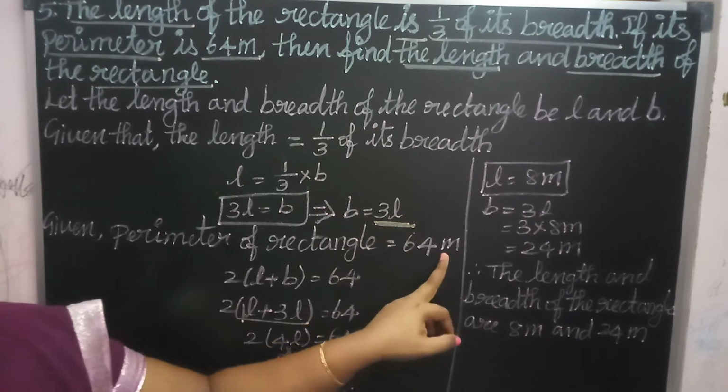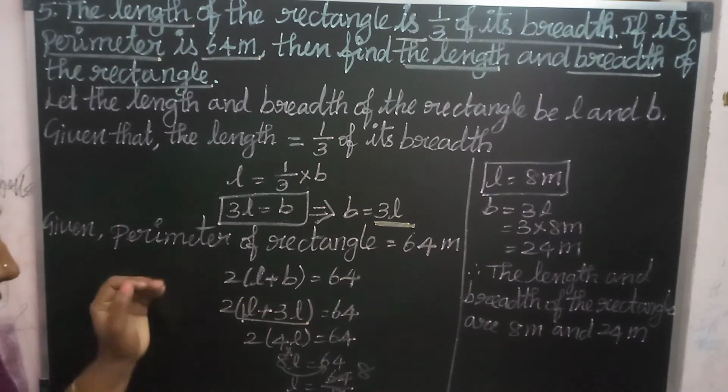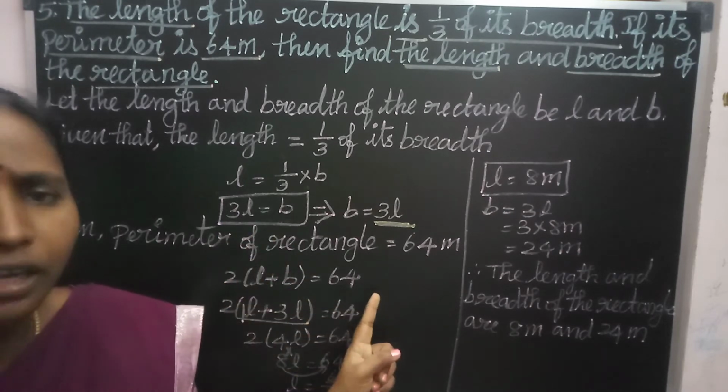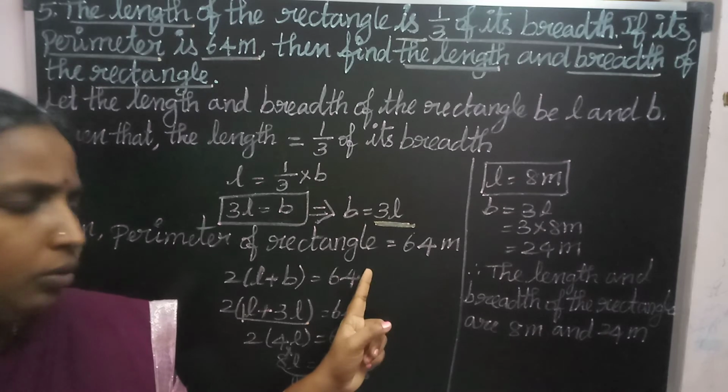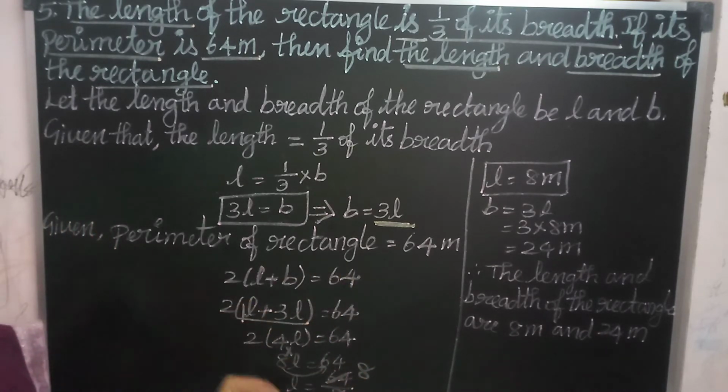They have given the perimeter in meter, so you have to write length and breadth also in meters. Here also you can simplify, you can send this 2 to the left hand side. You will get 2 3s are 32. You can simplify like that also. Otherwise you can do as I do here now.